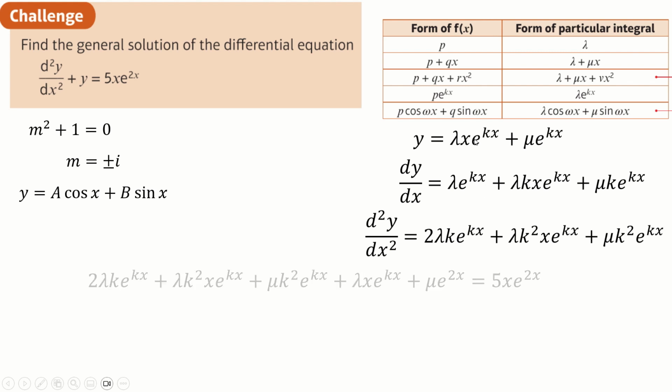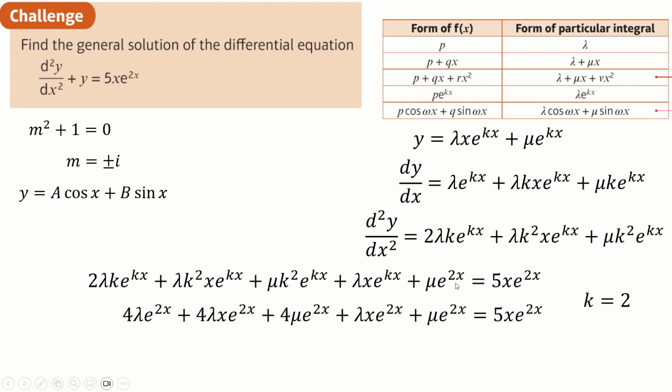Put this and this together to equal 5x e to the 2x. Again, k clearly needs to be 2. That should be a k. That's just a mistype. Don't know how I managed that. Anyway, now it's a 2 because I've said k needs to be 2.